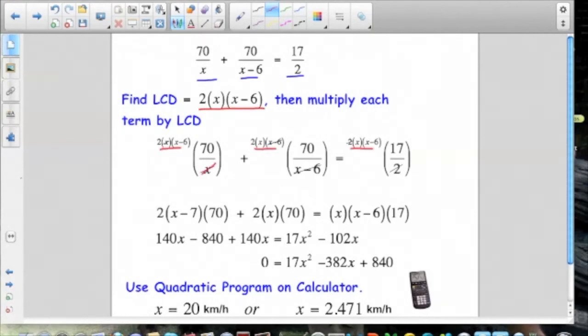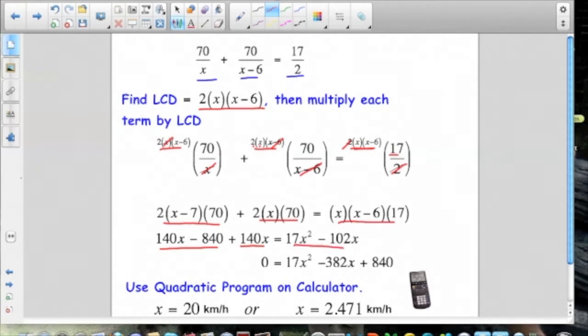Now we cross out, cross out, cross out. Okay? Now the leftovers: we have a 2 and a 70, so that all multiplies to that. Here we have a 2 and an x and a 70, and that multiplies to that. Left over here, we have that and that, and they all multiply to that.